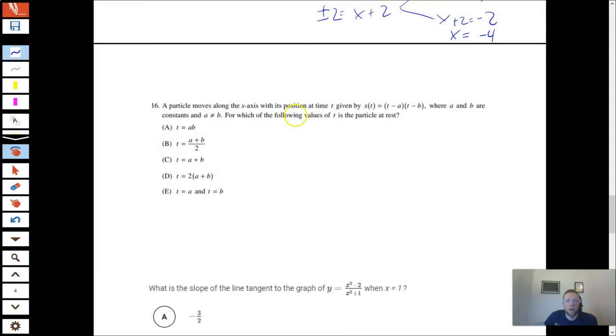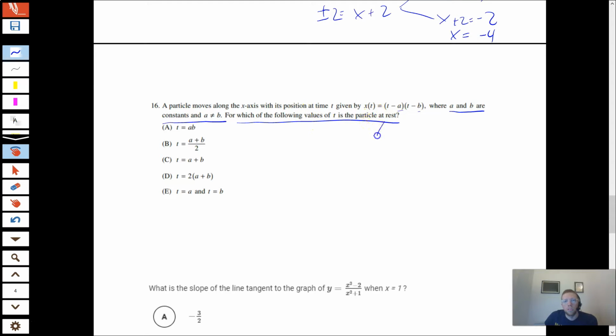So a particle moves along the x-axis with its position at time t given by blah, blah, blah, but it has a's and b's in it. But a and b are constants, so that means they're just numbers, and a is not equal to b. For which values of t is the particle at rest?